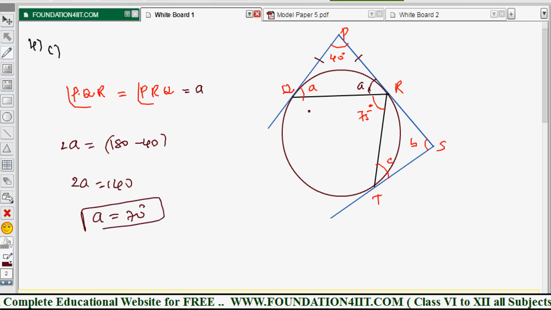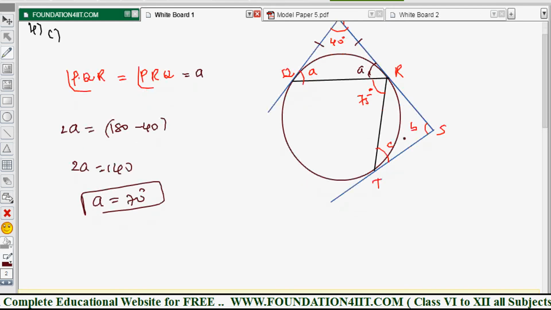Now, tangents drawn from an external point are equal. We know that property. Then A plus 75 and C. Let me take the data here. ST is equal to, here also the same, ST is equal to S star. That means this also must be C. If it is C, this also is C. Then A plus 75 plus C is 180 degrees.